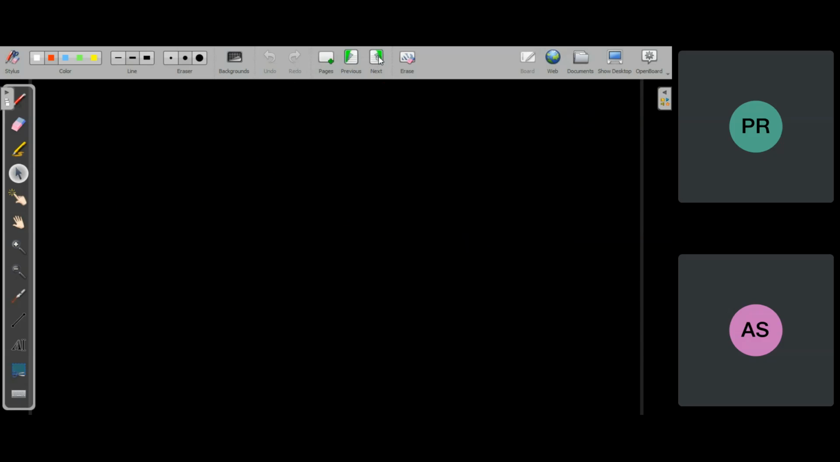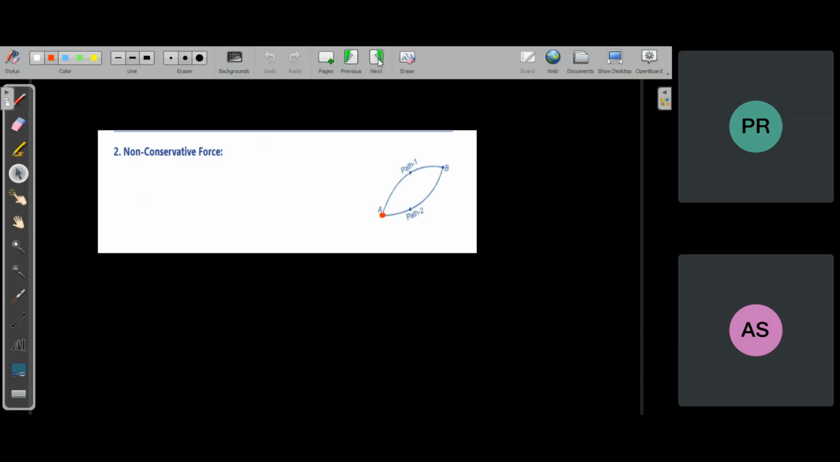Those forces which do not depend on the path, which are path independent, are called conservative forces. Now here you have to understand that friction is not a conservative force, because work done by friction depends on the path. If you take a body from A to B on a rough surface and then from B to A by some other path, work done will be different.